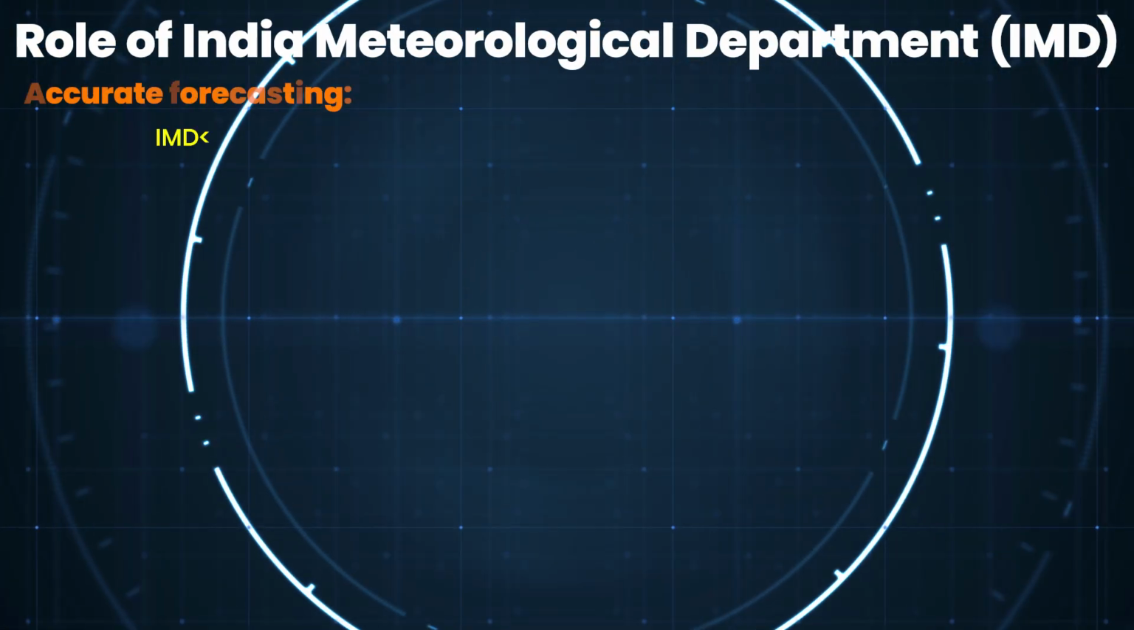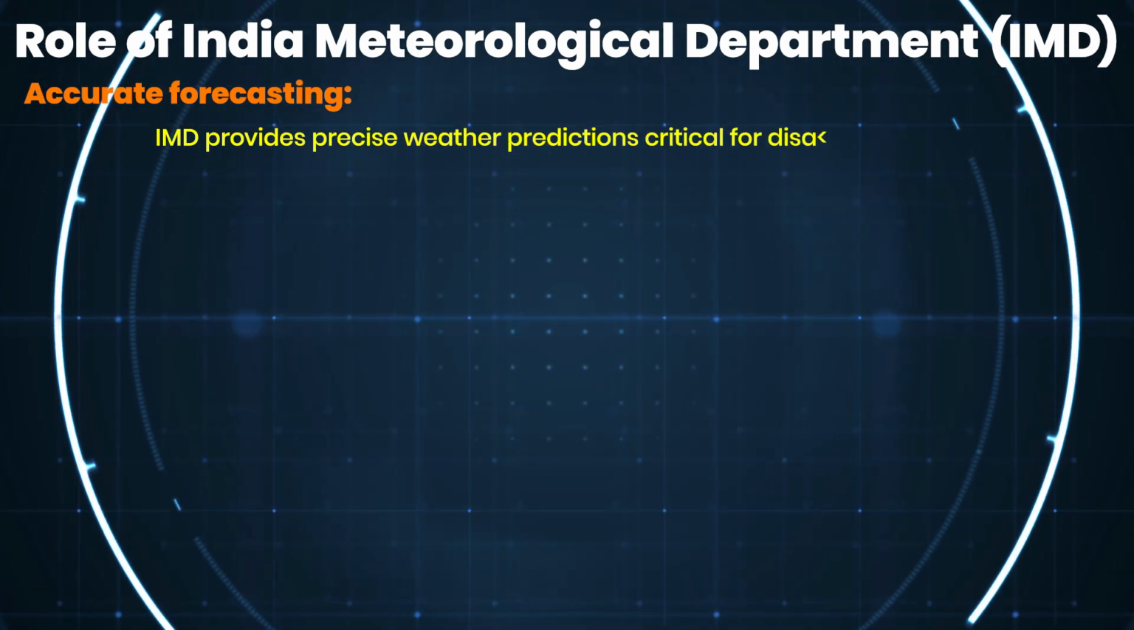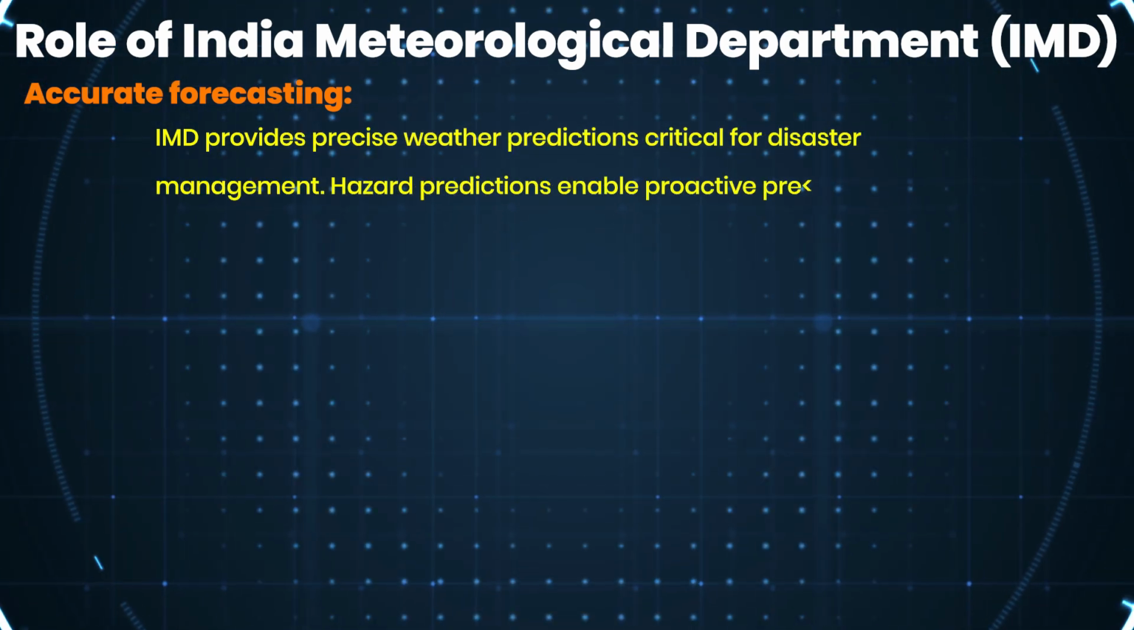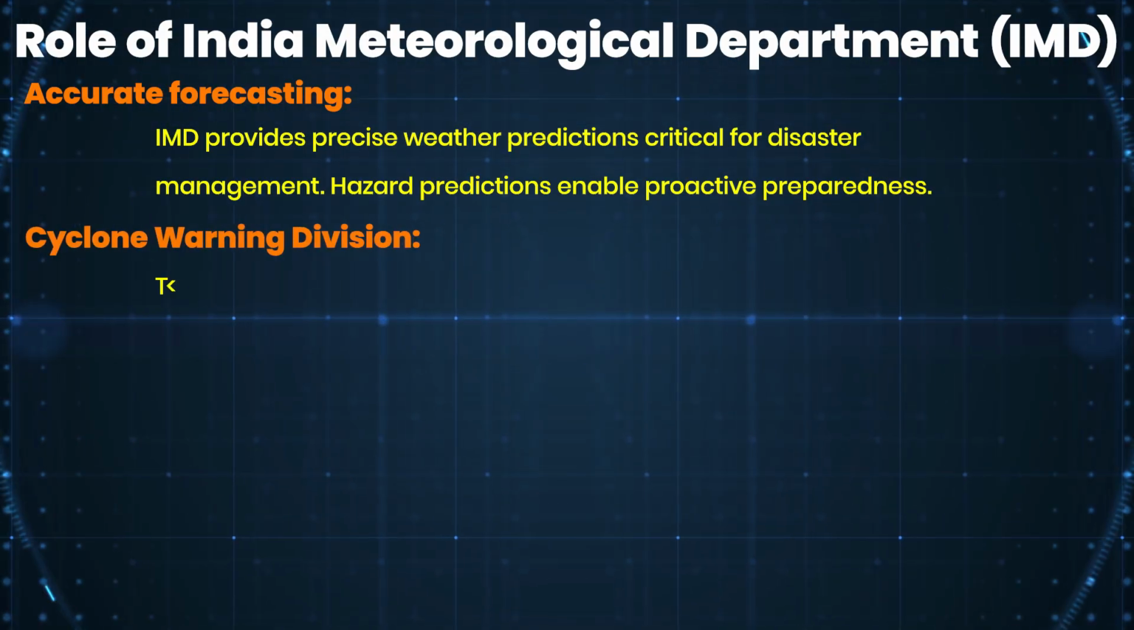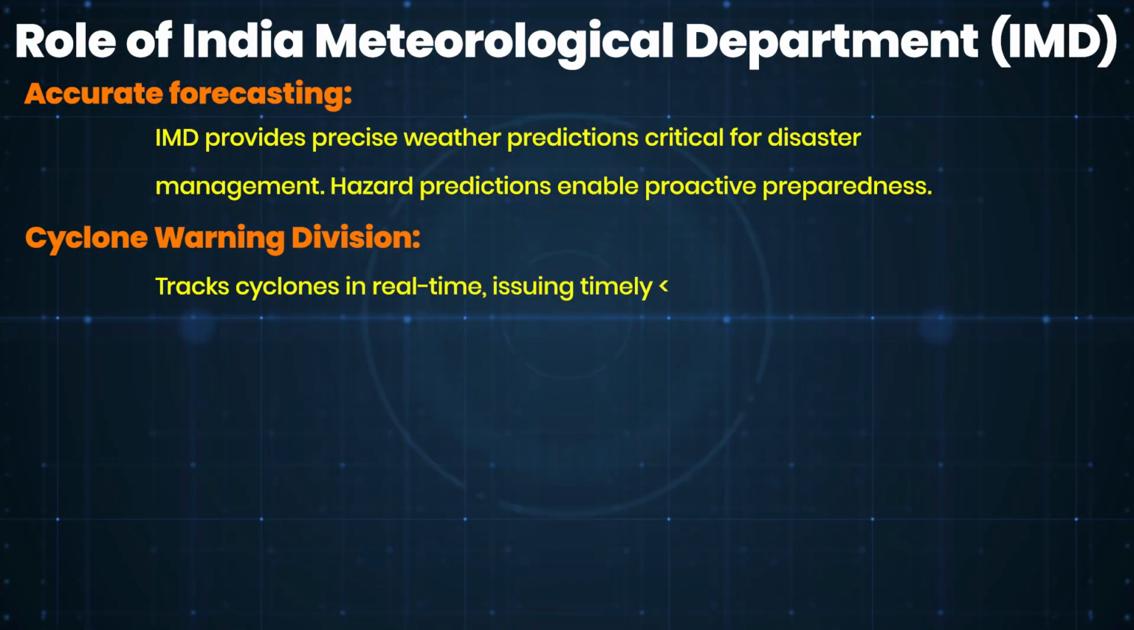Accurate forecasting. IMD provides precise weather forecast critical for disaster management, hazard prediction and that enables proactive preparedness. Second is cyclone warning division. Tracks cyclone in real time, issuing timely coastal warning.